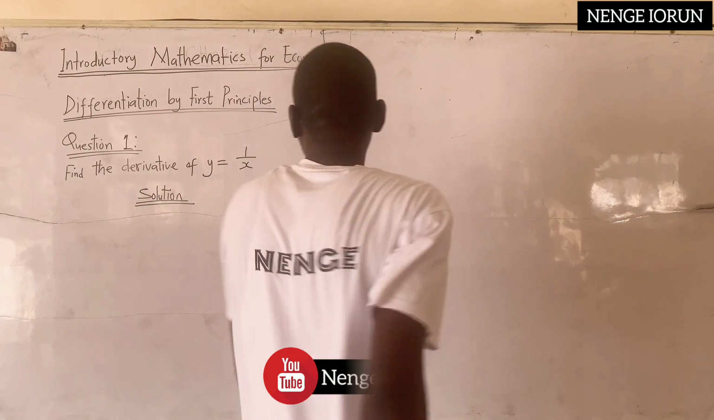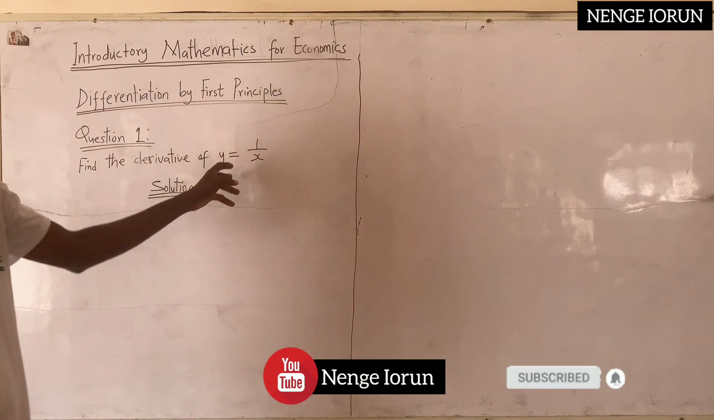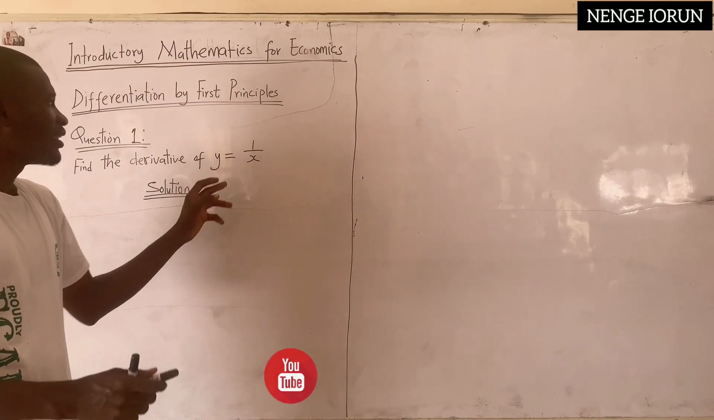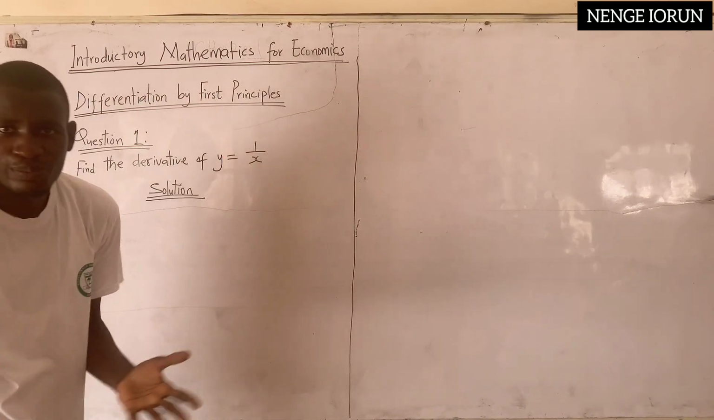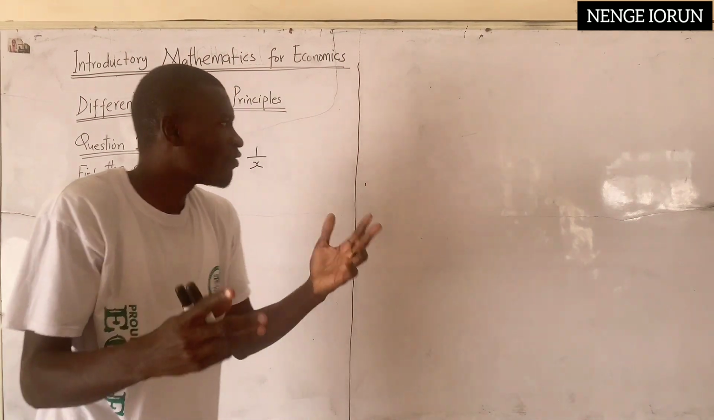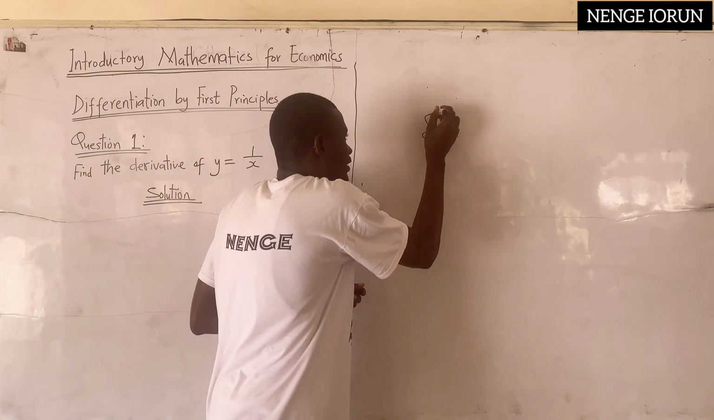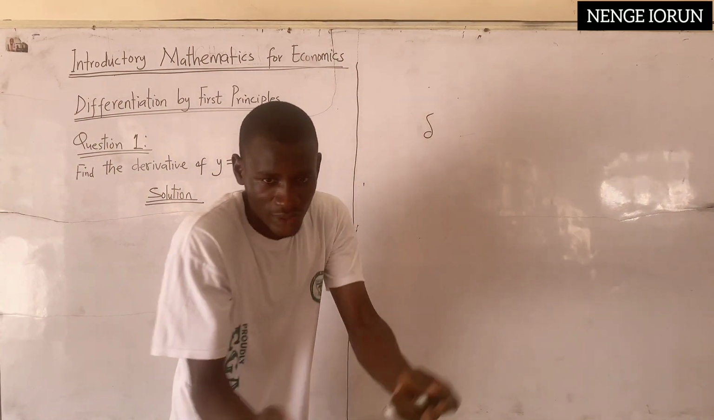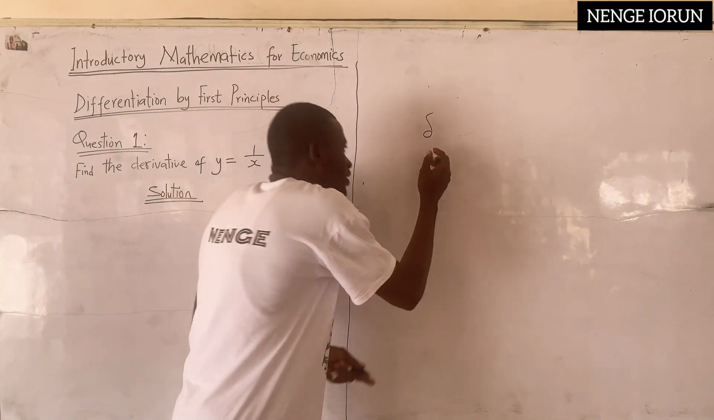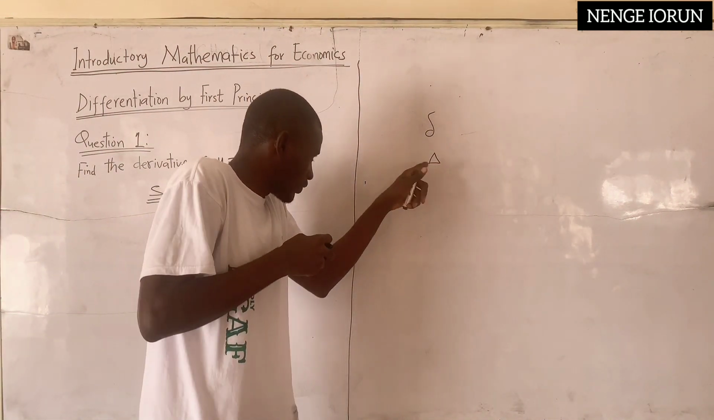Let's go. Now we have to find the derivative of y equals 1 over x, by first principles. So you're going to start this in this way. First of all, there are symbols. If your lecturer is using delta, use it like that for him or her. If it is this one, use it. So I'm going to use this one.